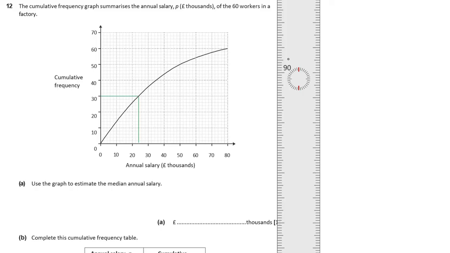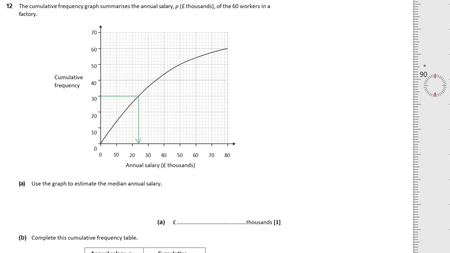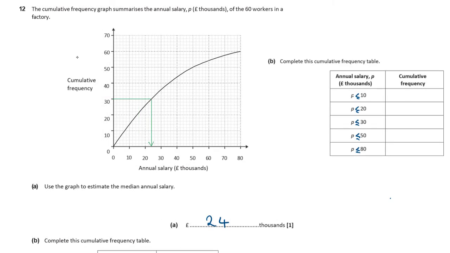We end up there, which is 2 squares out of 5 squares between 20 and 30. Now, if there are 5 squares between 20 and 30, then each one of those squares is worth 2, isn't it? So 2 little divisions is going to be at 24. So the annual salary is going to be 24, but that scale is in thousands of pounds, so it's 24,000. Now they've already added thousands on the end, so I can just write 24 in here. 24,000.